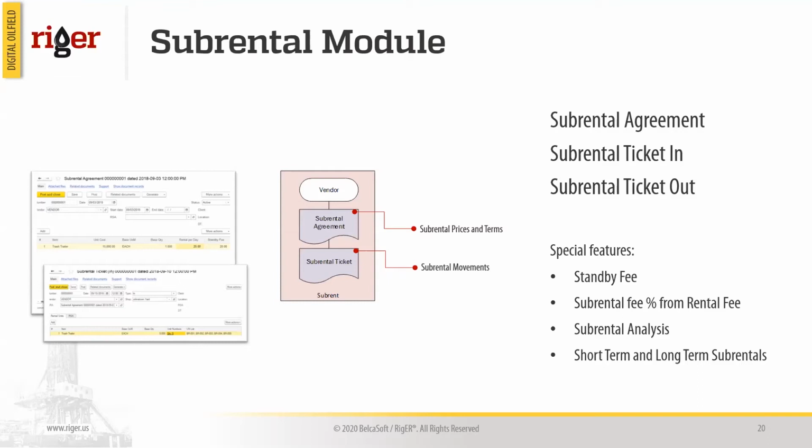So the subrental agreement sets all these prices, and then subrental tickets in and out bring this equipment to your stocks or inventory. And also a number of reports show you the subrental analysis, like how equipment operates, what the utilization rate of this subrented equipment is, and what the profitability is on these operations with the subrented equipment.